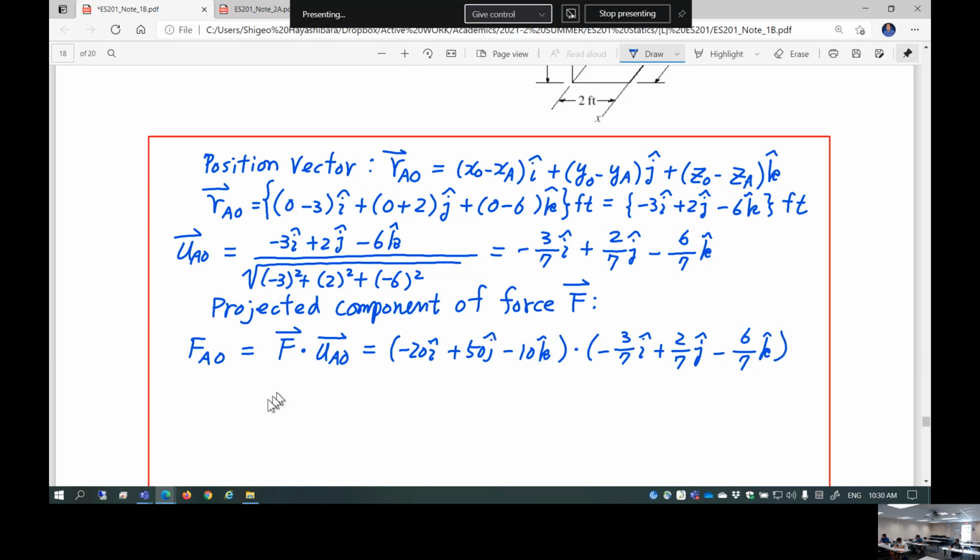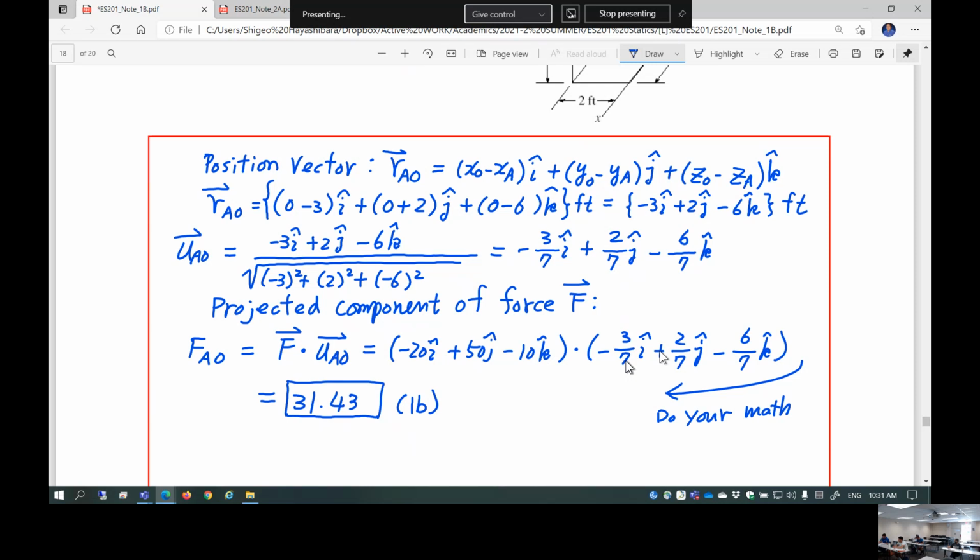If you take the product, you just do it by yourself, you should get, not negative, you should get 31.43. The unit is pound. Please do your math, okay? Do your math means this times that plus this times that plus this times that. It's going to be 31.43.